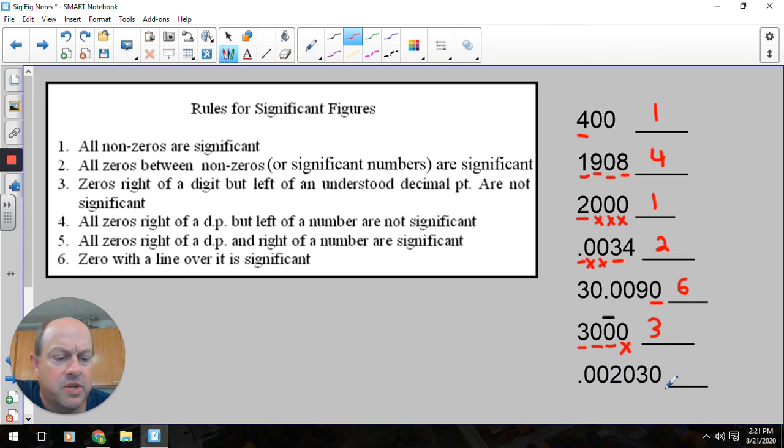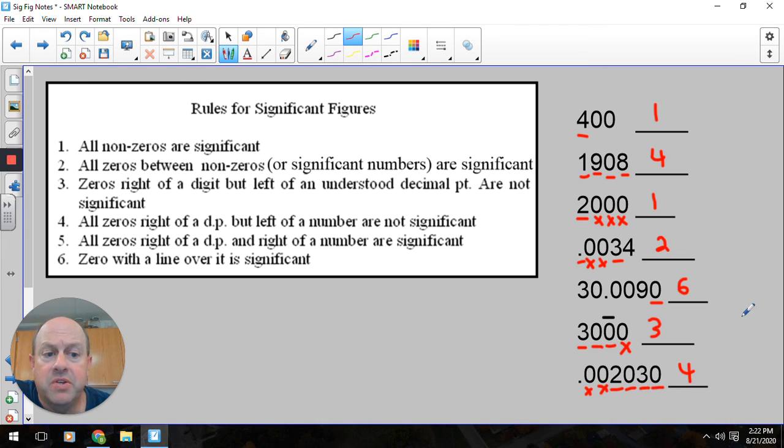So let's do one last one as an example. In this case, we have 0.002030. So obviously, the non-zeros are good. This 0 sandwiched in between, so it's good. This 0 is on the right side of a number, the 3 and the 2, and also on the right side of a decimal point, so it's good. But these two zeros are on the left of a number, but to the right of a decimal point. So rule number 4 says they are not going to be significant. So our total number of significant digits is going to be 4 for this number.